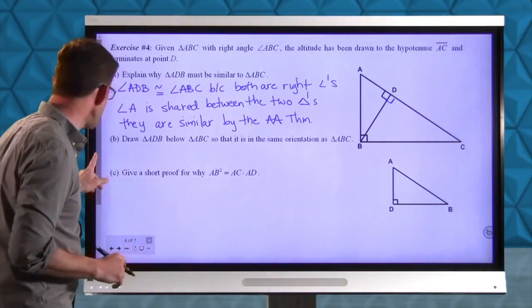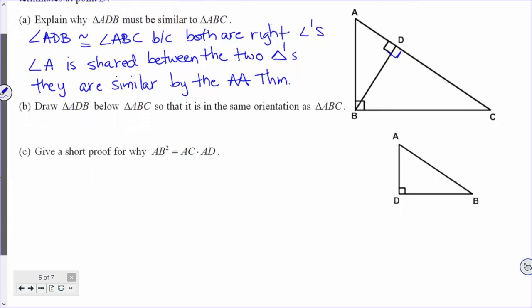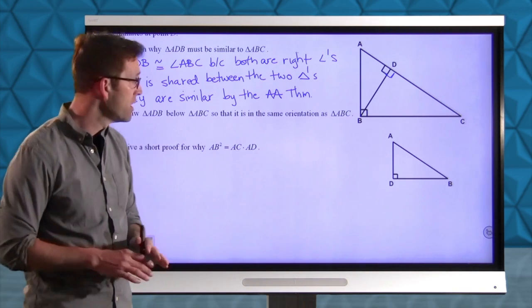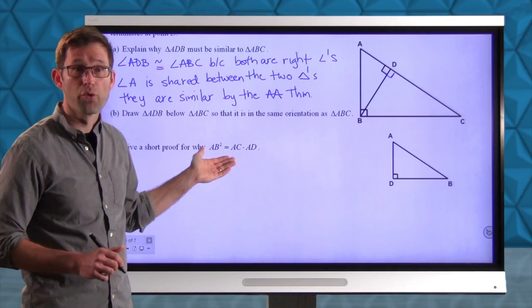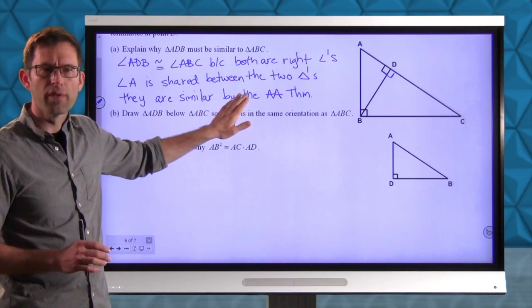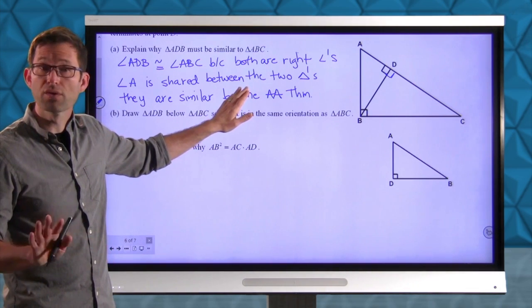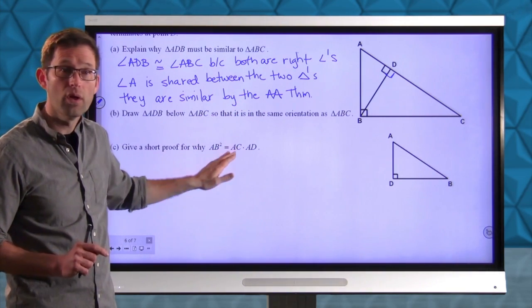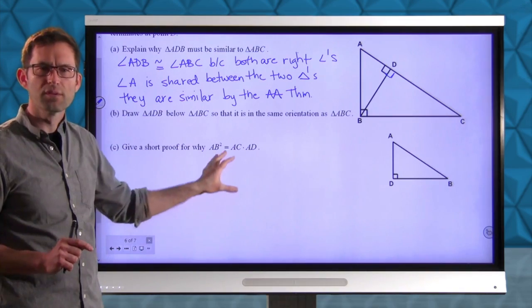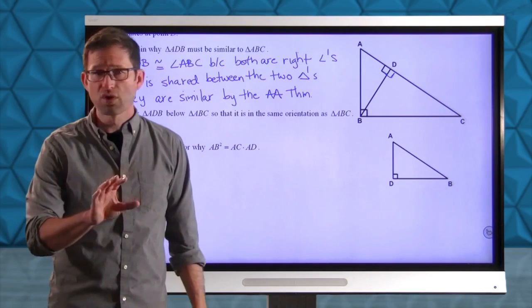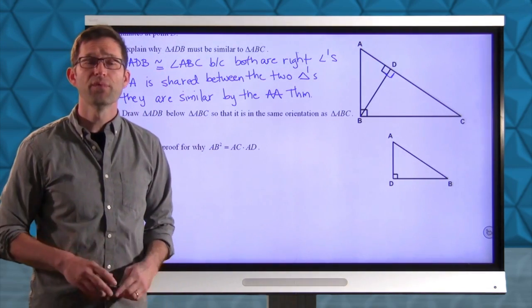And in fact, let's take a look at letter C. Letter C asks us to give a short proof for why AB squared is equal to AC times AD. All right, and again, notice what this really is. We're trying to prove some kind of product equal to a product. We've already proven up here that the two triangles are similar by angle-angle, so we don't need to do that again. We just need to take it from here. So see if you can fill in some statements and reasons down here. You could do it in a T-table proof if you wanted to, or you could just do a paragraph proof. Either way, take a little bit of time with it.